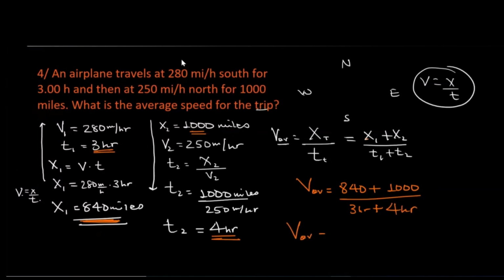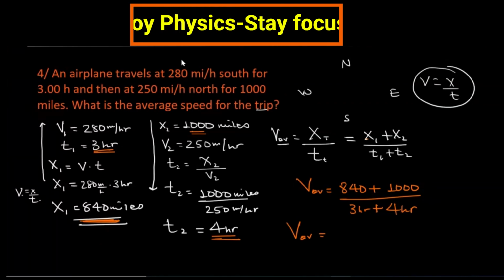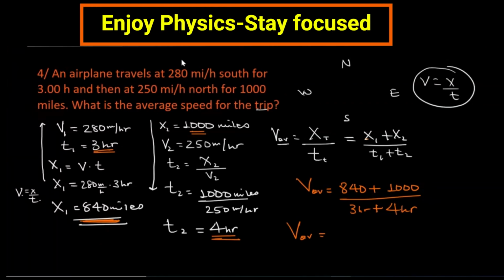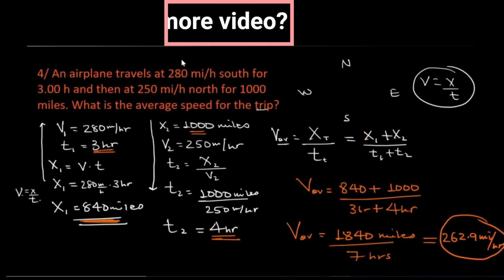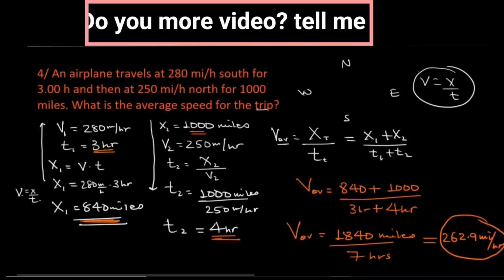So V average is equal to, if you add all the top, 1,840. This is miles, guys. Miles over 3 plus 4, which is 7 hours. In 7 hours the aeroplane can cover this amount of miles. So the average speed, if you divide this, is 262.9 miles per hour, which is okay for an aeroplane to have this kind of speed, I guess.